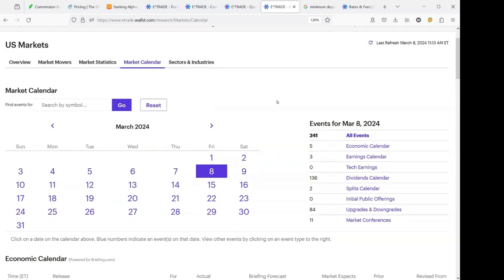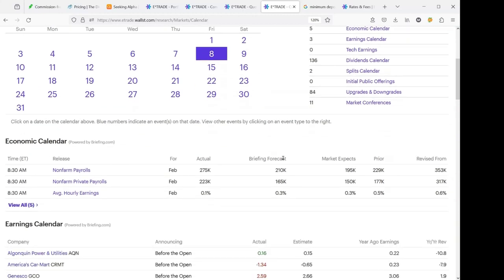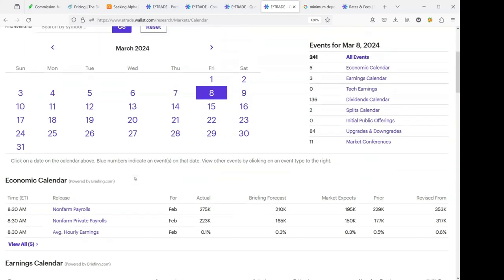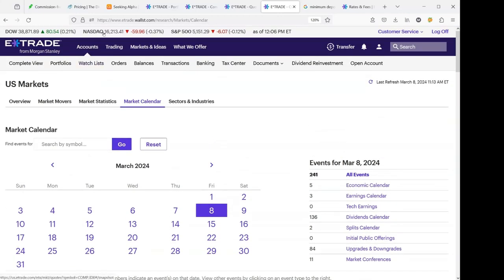So you go to market calendar, you pick today's date, and then it tells you what's going on in the market that day. We had non-farm payrolls, and that was a positive report, and the stock market initially went up, but now it seems to be pulling back a little bit. We got some red going on.